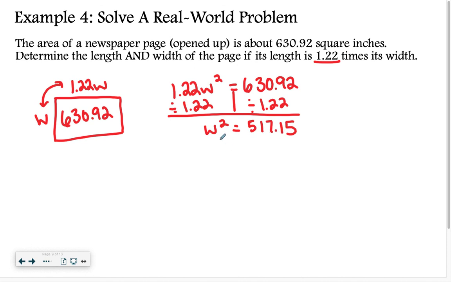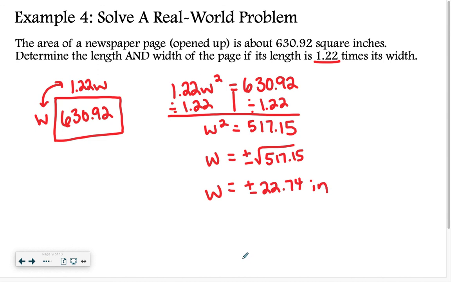All right, then we're back to what we did in example 1. We have a variable squared equals a number. We know how to do this. Square root. W equals the square root of 517.15. But I'm not going to be one of those people that forgets the plus or minus. Okay, so then we have W equals, if I do the square root of 517, I get 22.74 inches. Okay, so I followed exactly what we've done in all of the examples up to now, except for I drew a picture because it's fun.